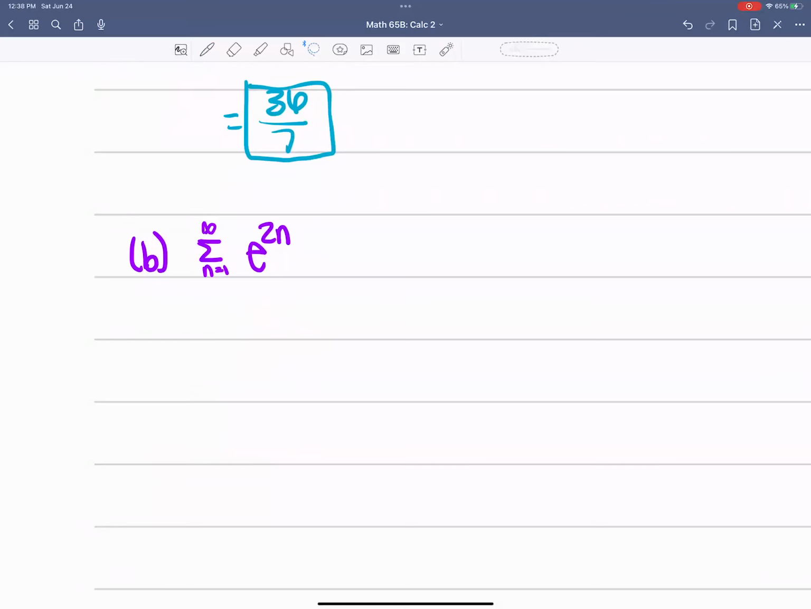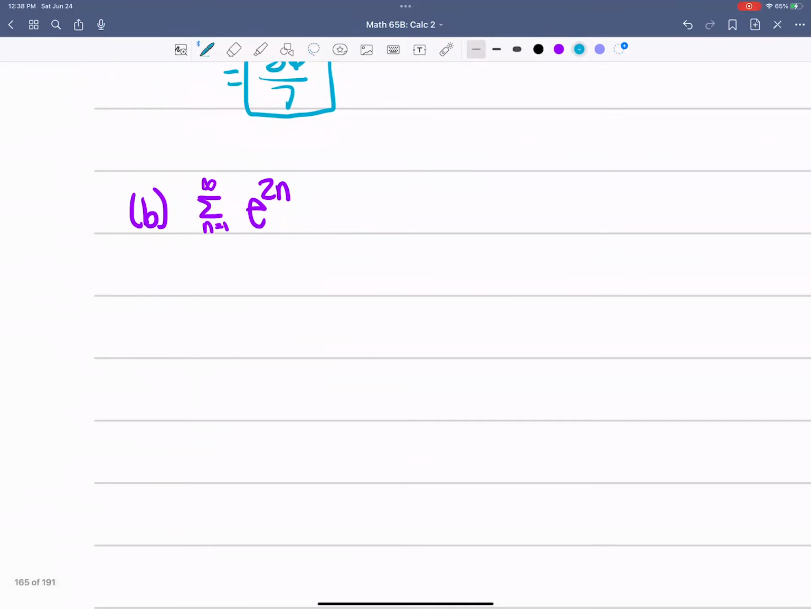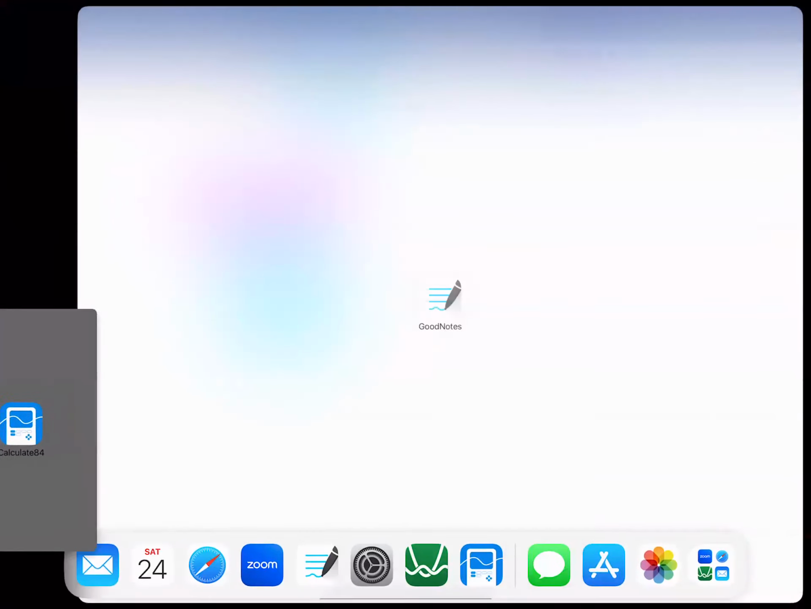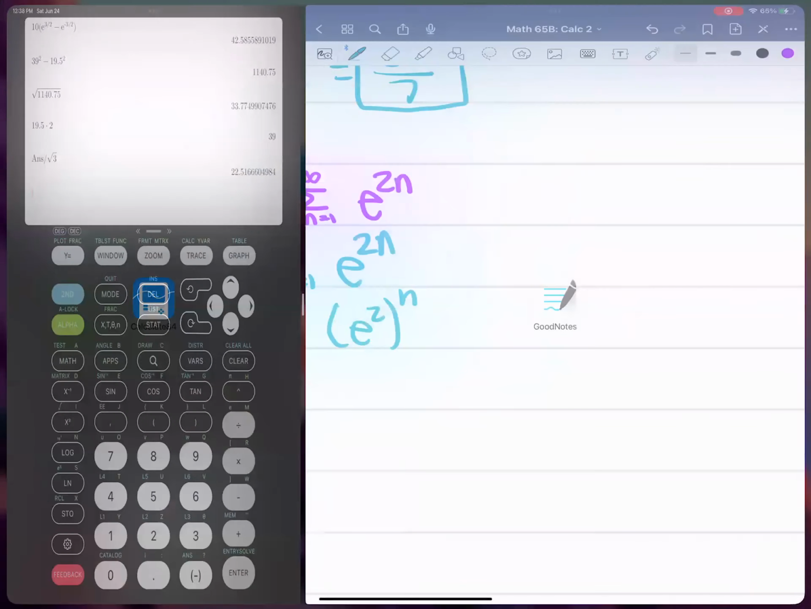All right, here, let's get our exponent to be equal to n. So the sum as n goes from 1 to infinity of e to the 2n. I'm going to get the variable by itself. So the sum as n goes from 1 to infinity of e squared to the power n. Now, I don't know much about Euler, but I'm pretty sure that value is greater than 1. Let's just make sure.